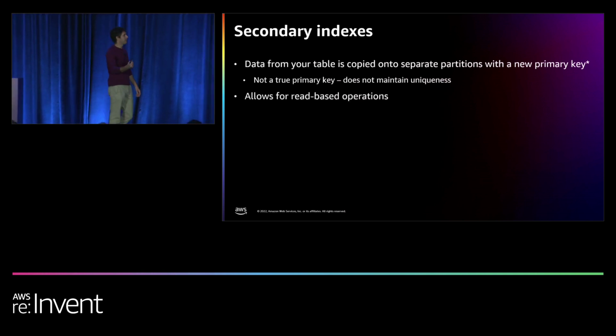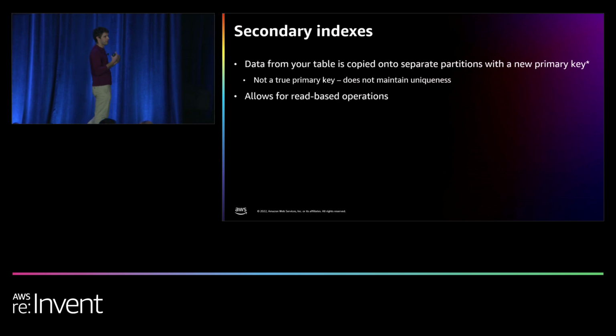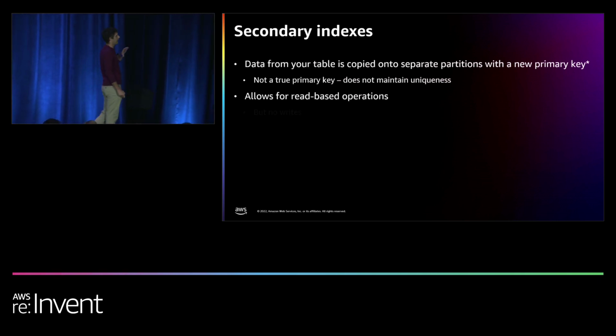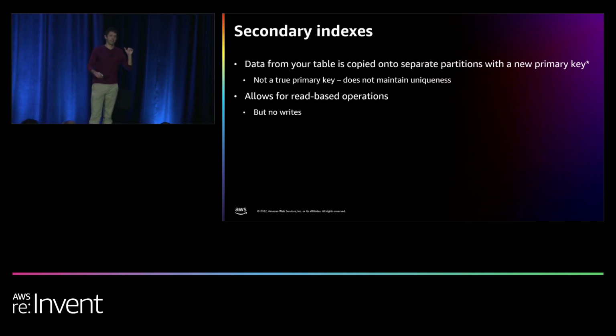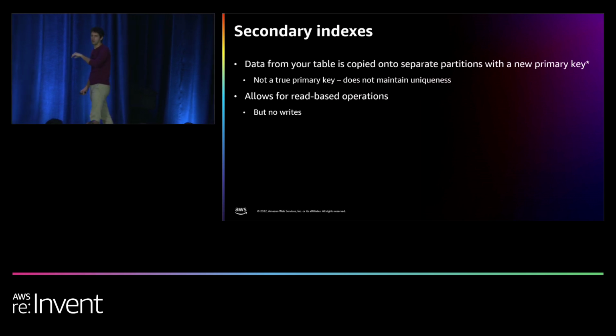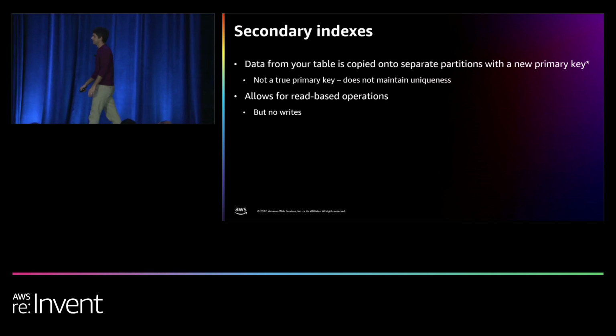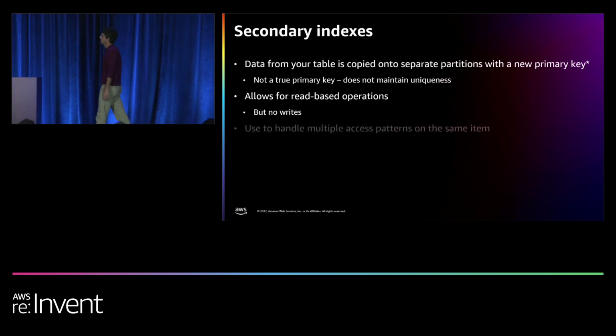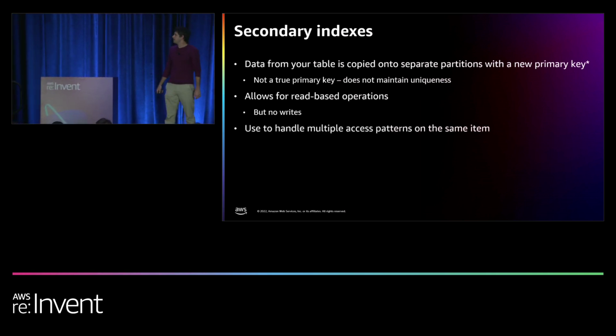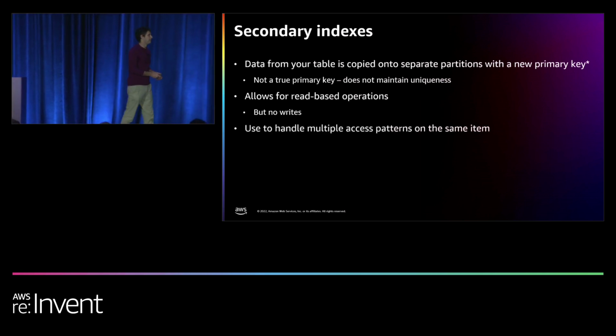Now, with secondary indexes, you can only use them for read-based operations. So you can enable additional read patterns, but you can't do writes to your secondary index. All your writes need to flow through your main table, and they'll get replicated out to those secondary indexes. And again, the key point here is this is going to help you if you have multiple access patterns on the same item.